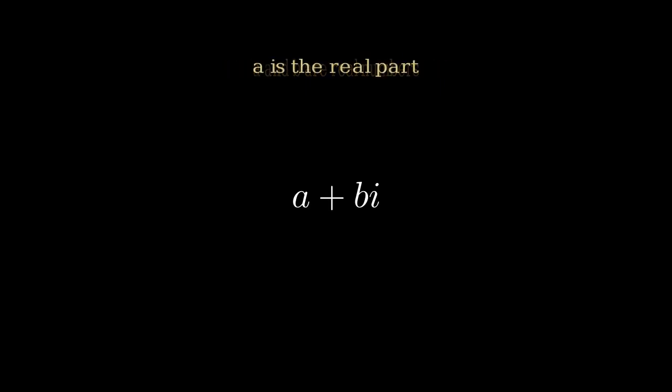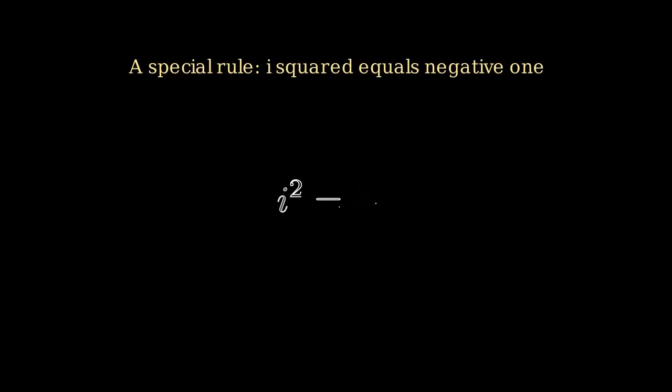The letter a is called the real part of the complex number. The letter b is called the imaginary part. It is important to know that the imaginary part is just the plain number b, not b times i. There is one special rule that makes all of this work. In words, i squared equals -1.